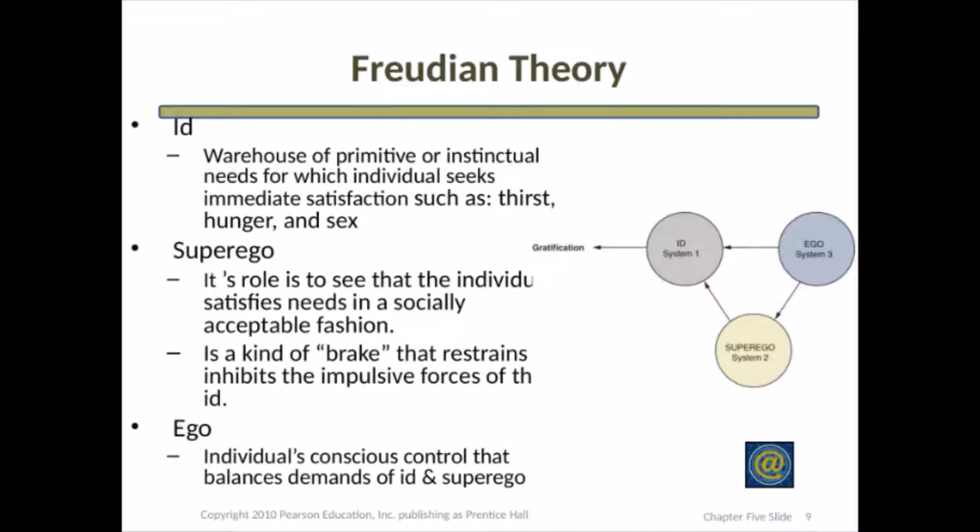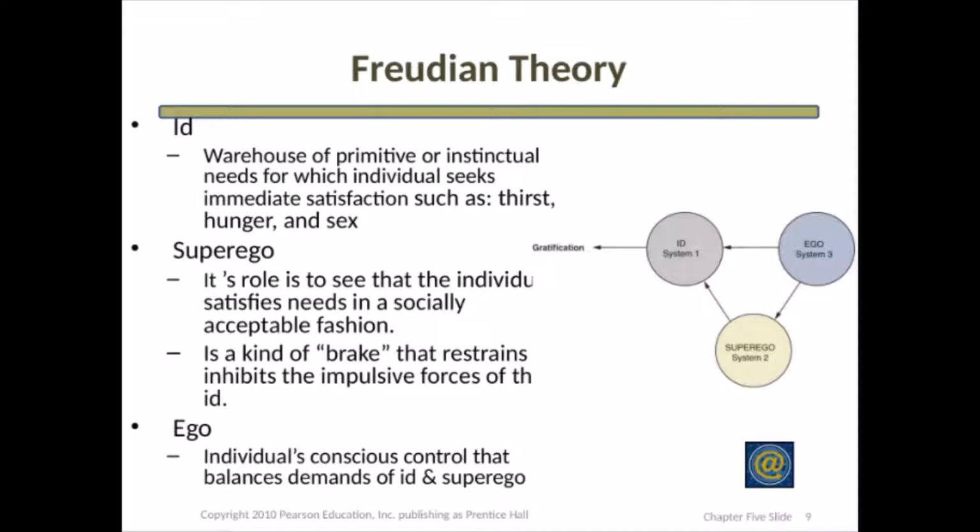So the super ego's role is to have some constraints. You know the brake of the car? The super ego is a kind of brake that controls the forces of the ID. The ID wants to satisfy his needs without any constraints. However, here the super ego is functioning as a kind of brake that holds the impulsive forces of the ID. Okay, so we have the ID and we have the superego.